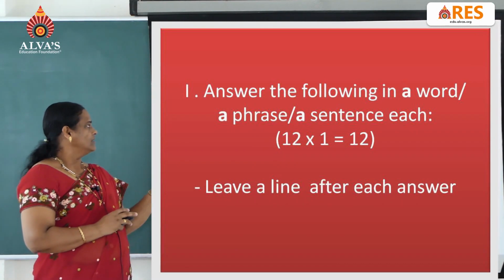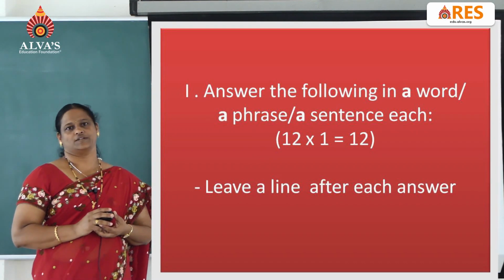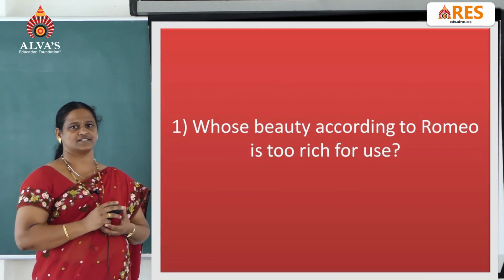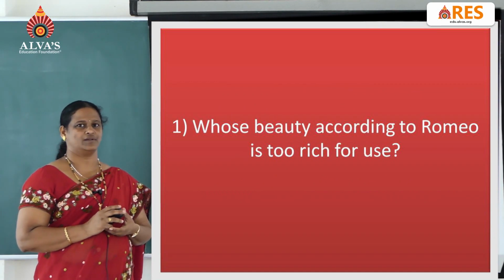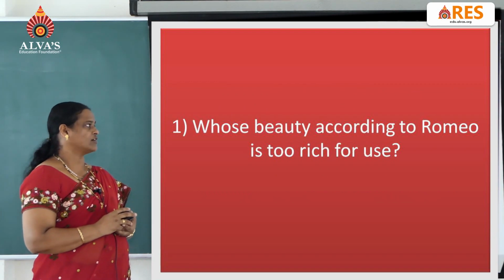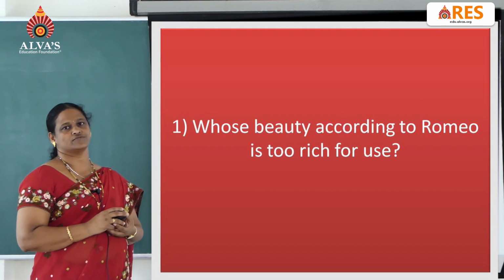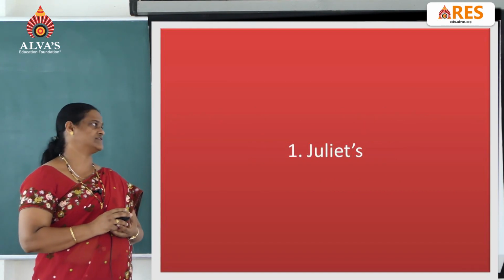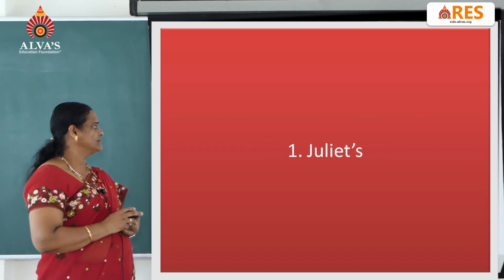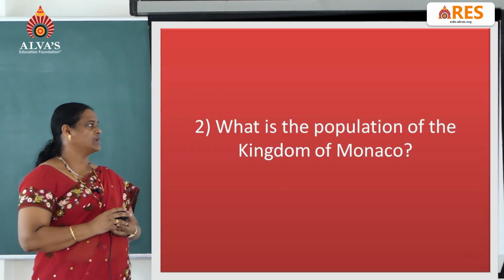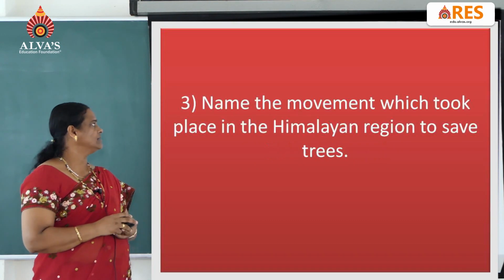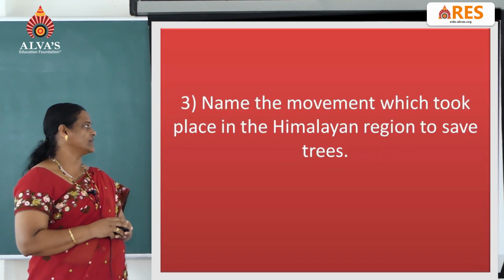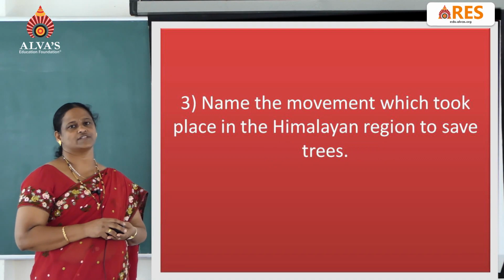Now look at the first question. As we discuss the question, you just think of the answer and try to recall. Whose beauty according to Romeo is too rich for use? That is Juliet's. What is the population of the kingdom of Monaco? About 7,000. Name the movement which took place in the Himalayan region to save trees.